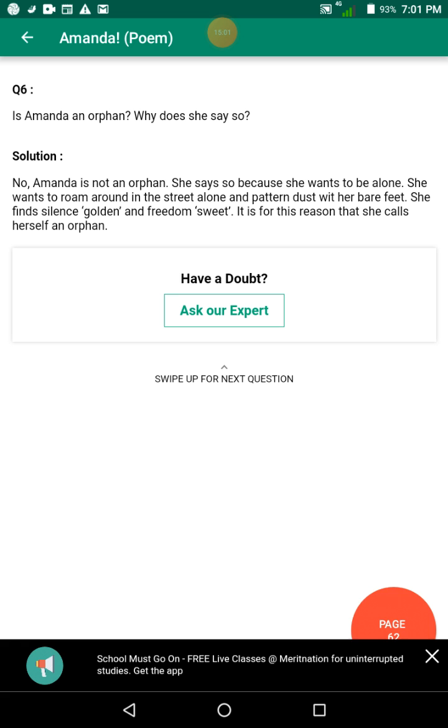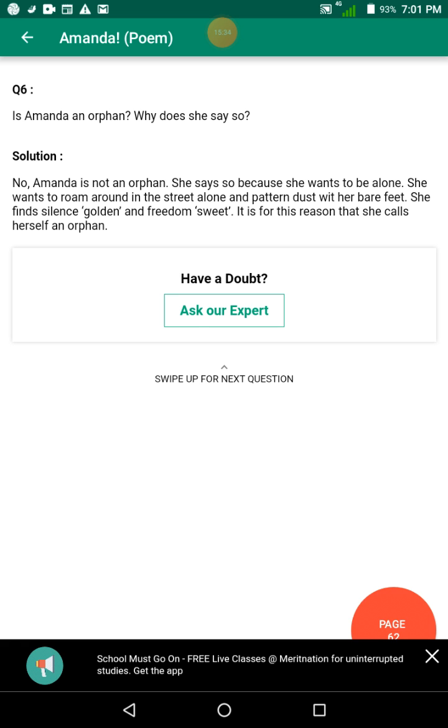Why? She wants to roam around in the streets. How? Alone, in a pattern of dust, with all the dust on her bare feet. She finds silence. How is the silence? Golden. She compares silence to gold. Freedom is sweet. Okay? It is only for this reason she calls herself an orphan. Clear, children?